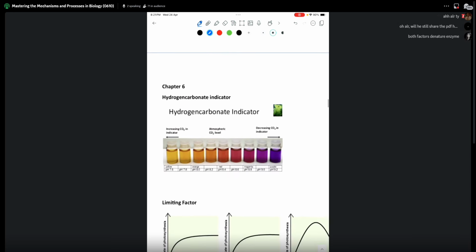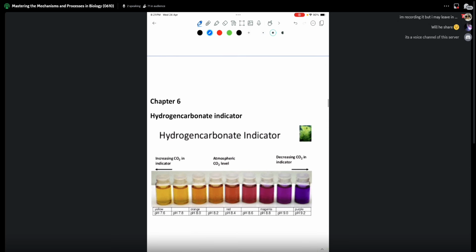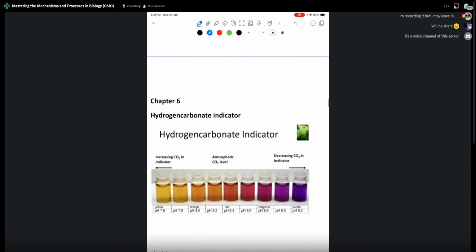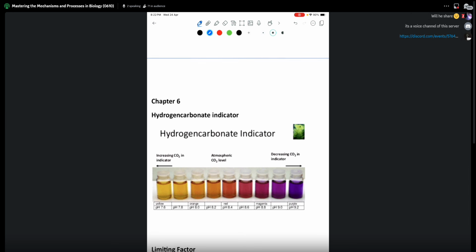All right. Awesome. Now I will enter chapter 6. Chapter 6 is the hydrogen carbonate indicator. So you will see this kind of question in paper 6, and maybe also in paper 2, saying that this particular plant is in this condition and that particular plant is in another condition.